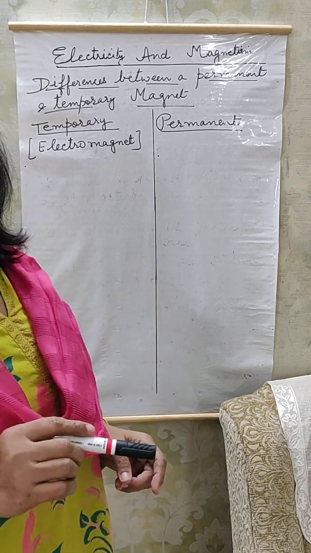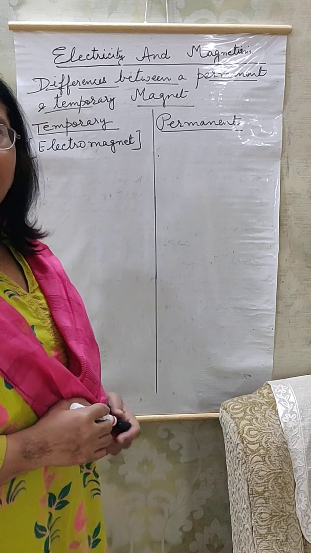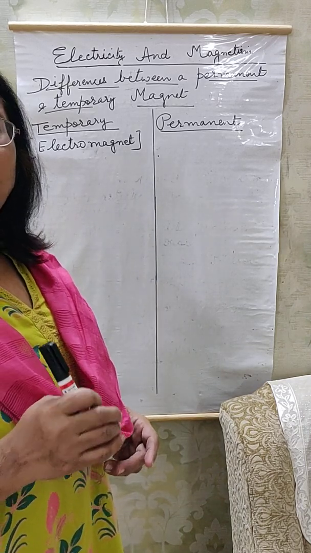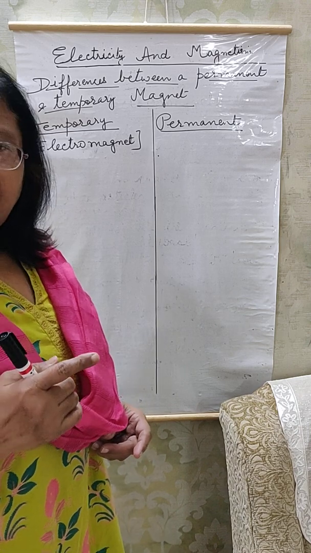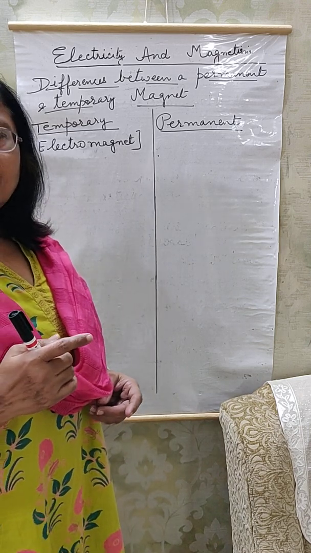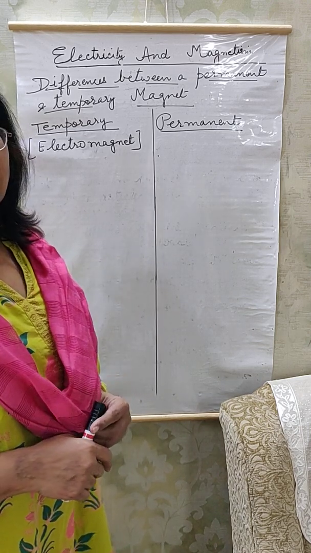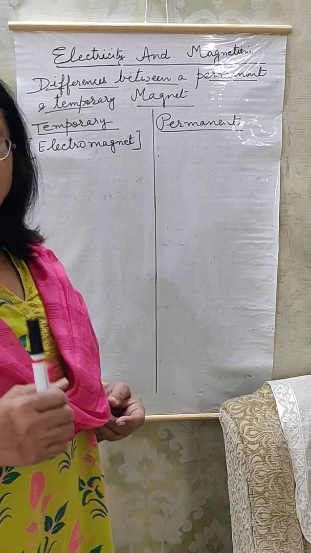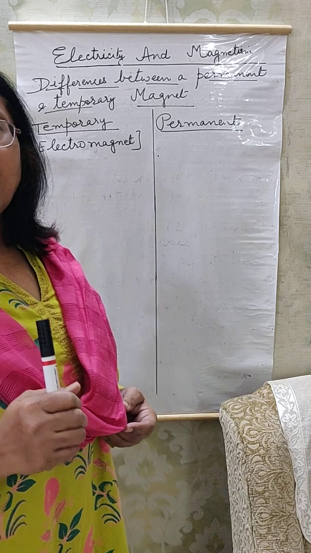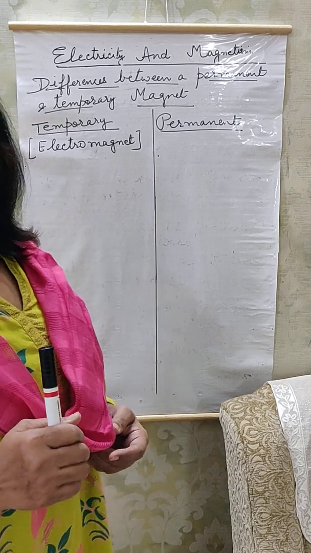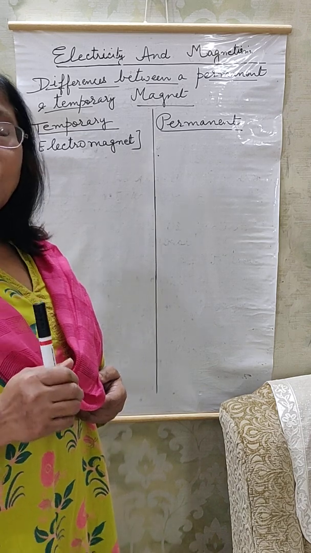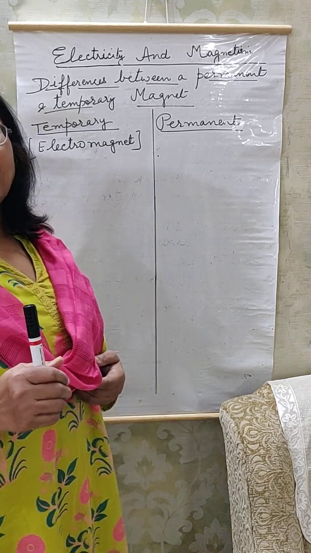What is an electromagnet? An electromagnet is made up of a soft iron core on which the coiling of the wire is done and current is passed through. The moment the current is passed and it is switched on, it starts behaving as a magnet. That was your electromagnet. An electromagnet, I had told you, is a temporary magnet.